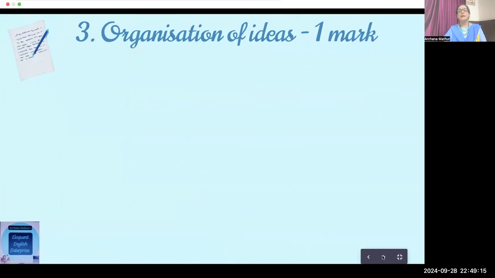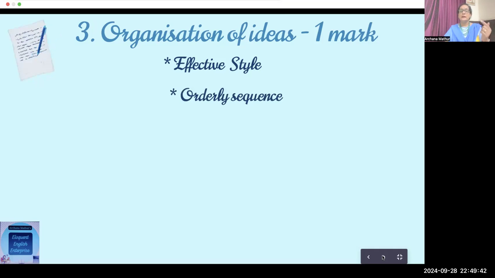Now we come to the organization of ideas. You know, the ideas come to you in a very haphazard manner, but you've got to organize them. This carries 1 mark. Firstly, you have to be effective. Your language has to be something which coaxes people. It has to be something which is going to impress the reader to whom you are sending this letter. The sequence of your ideas has to be in a proper order. We can't jump from one branch to another. That would not be very effective.